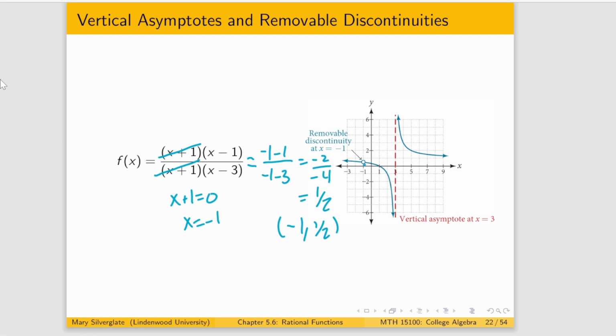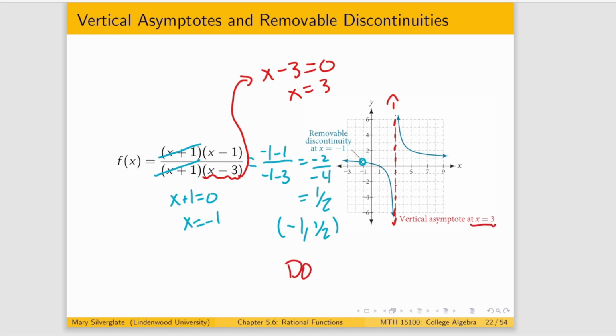And that's exactly what you see on the graph here. It's just a literal hole in the graph where it behaves normally all around it, behaves normally to the left, behaves normally to the right, and then I punched a hole in the graph right there at negative 1 comma 1/2, because in the original unsimplified function I can't plug in negative 1. Versus x minus 3 is still left. So x minus 3 equals 0, x equals 3. That is your vertical asymptote at x equals 3.